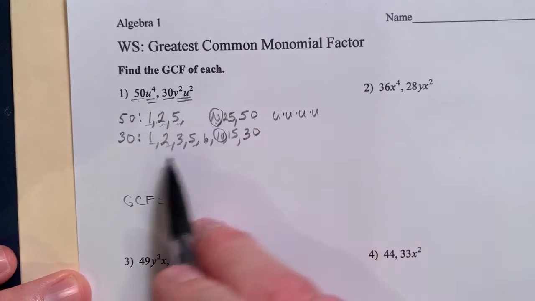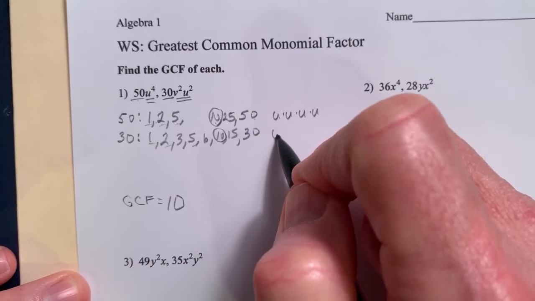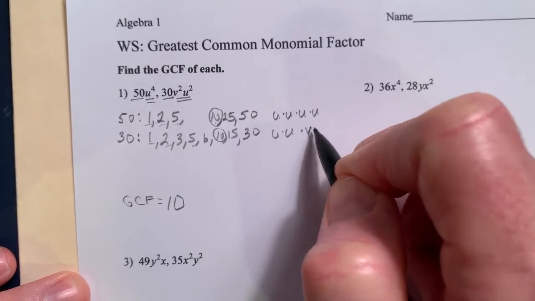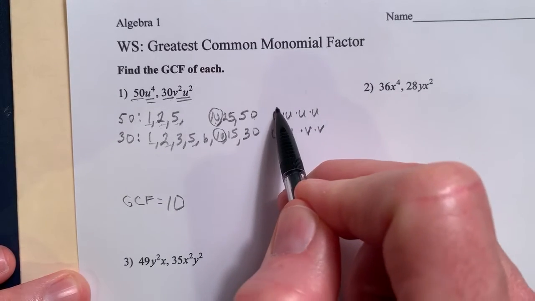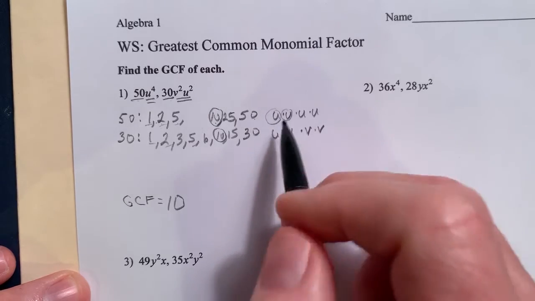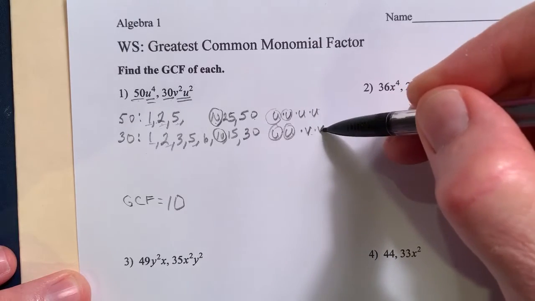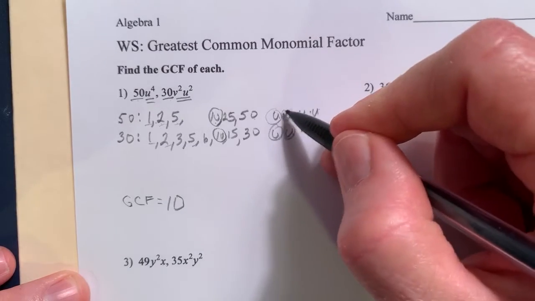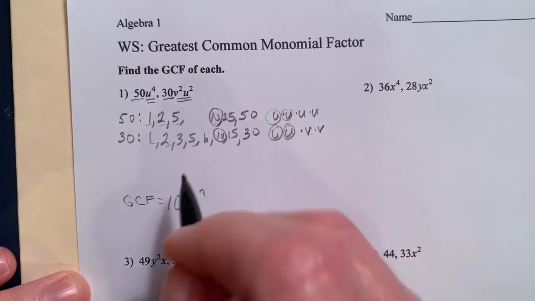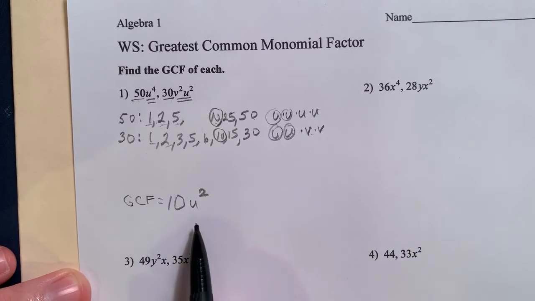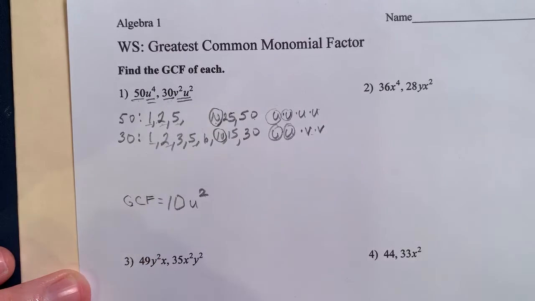Now I'm going to do the same thing I did down here, the same thing I did here for this. So that's u times u. I'm putting this in alphabetical order. v and v. Okay. So what do I have common? Well, I have this u and this u, and I have this u and this u. Can I take anything else common? This is u, this is v. This is u, this is v. The answer is no. So what did I take out of both of these? I took u times u, which is u squared. That is the greatest common monomial factor of 50u to the fourth and 30v squared u squared.